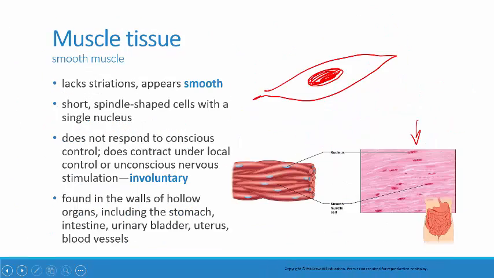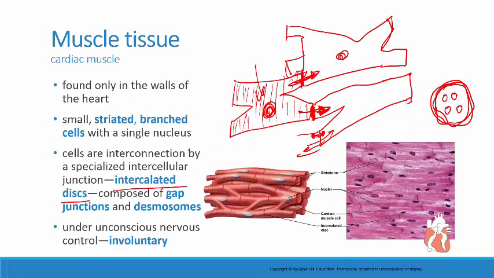Okay, let's see if I can, there we are. So because of the branching and the intercalated discs, cardiac muscle is just supremely designed to be able to conduct rapidly the impulse to contract throughout the heart so that the heart can beat in a coordinated way. So the intercalated discs are what you want to look for as you're looking at cardiac muscle.